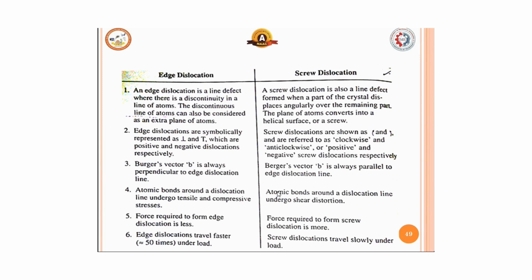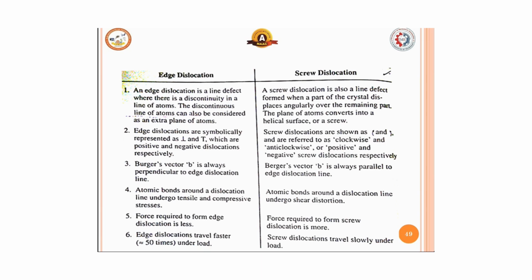If you compare or differentiate between edge and screw dislocations, edge dislocation travels faster under load, screw dislocation travels slowly under load. Force required to form edge dislocation is less. In case of screw dislocation, it is more. Atomic bonds around an edge dislocation line undergo tensile and compressive stresses. Atomic bonds around a screw dislocation line undergo shear distortion. Burgers vector b is always perpendicular to the edge dislocation line. Burgers vector b is always parallel to the screw dislocation line.